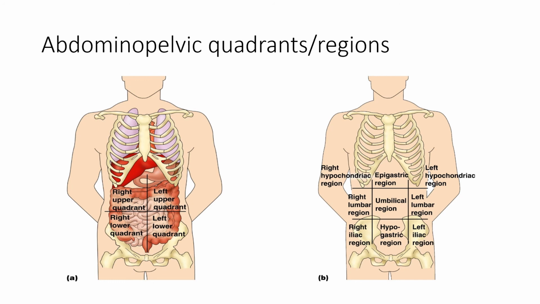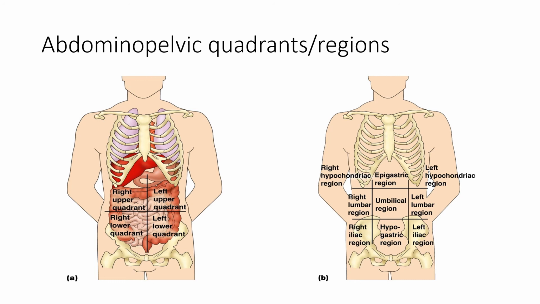When looking at the regions, you can see it's based upon that position. We have the right hypochondriac, epigastric, and left hypochondriac regions up top. The right hypochondriac region would be sitting just above where the liver is. The left hypochondriac region is where the spleen is, and the epigastric region is kind of where the stomach would sit.